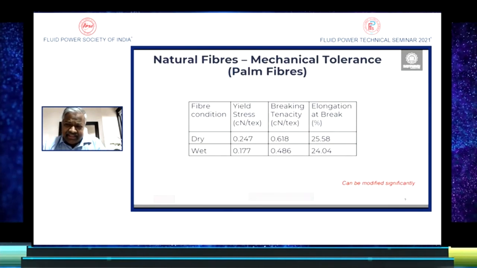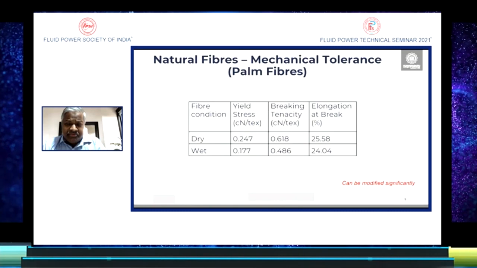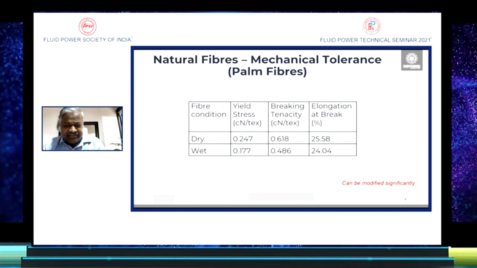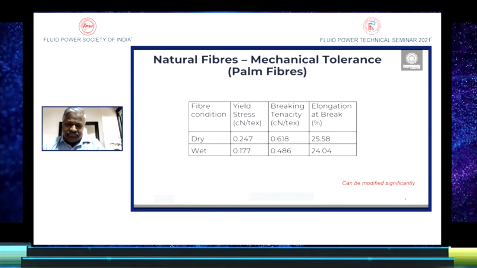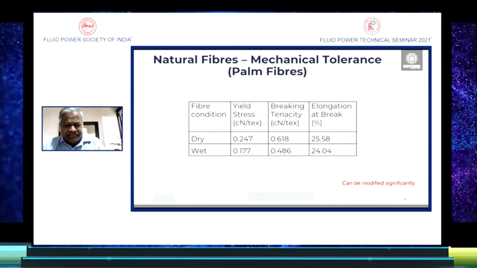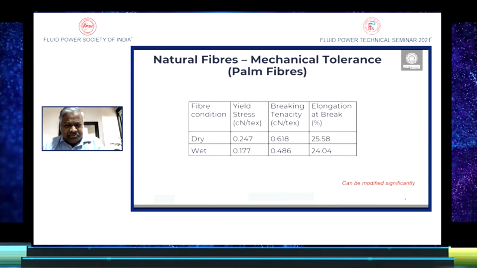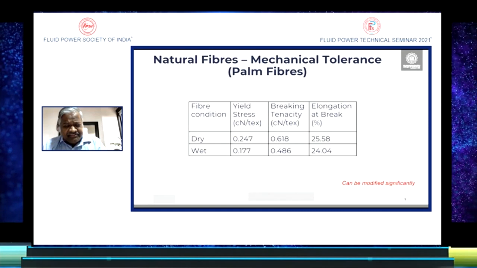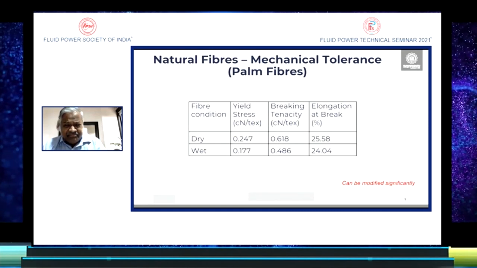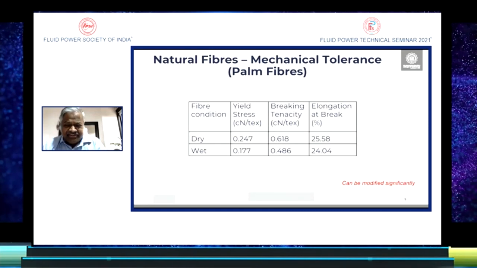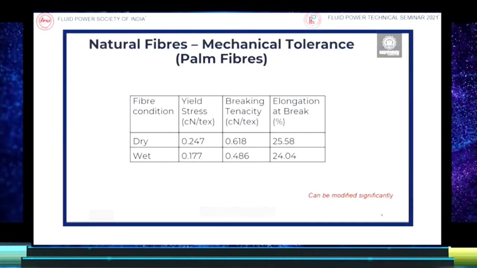And when we look at the elongation at break, we have a very good amount of elongation, to the extent of 25%, which is not normally observed in any synthetic fibers or man-made fibers. So depending upon the process, we can use it either at the front or at the back, or towards the end of the filter structure.